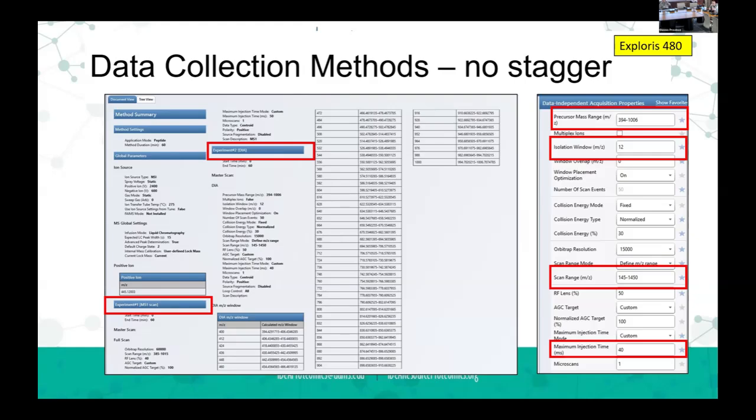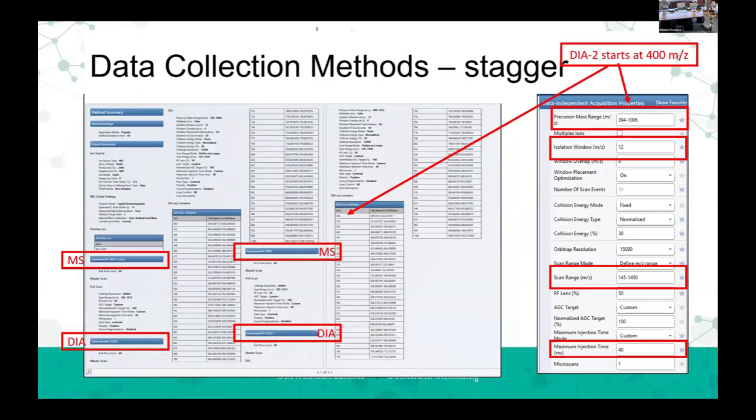And then this guy down here, which I think you had to set to automatic, we've got it set to 40 milliseconds here. If you do a staggered experiment, the way we do it here is we've got a single MS run followed by the first DIA experiment, followed by another MS run, followed by another DIA experiment. After we got into this, I thought, well, what if I were to take out that second MS run so that I had more DIA time, what is that going to do to my numbers?